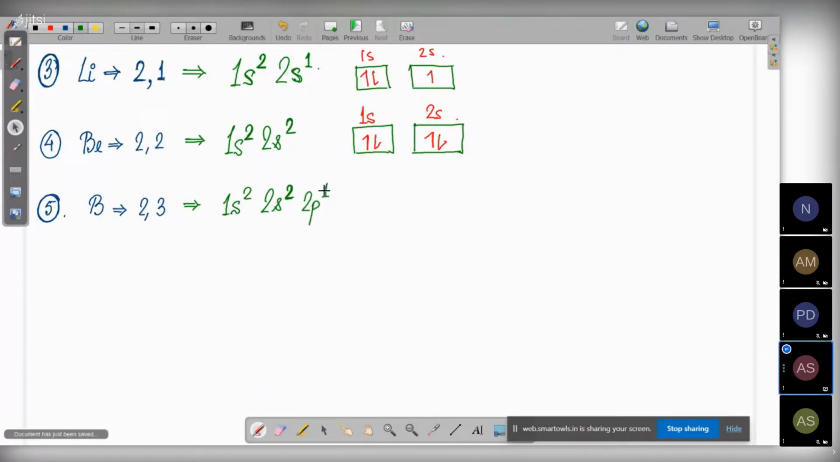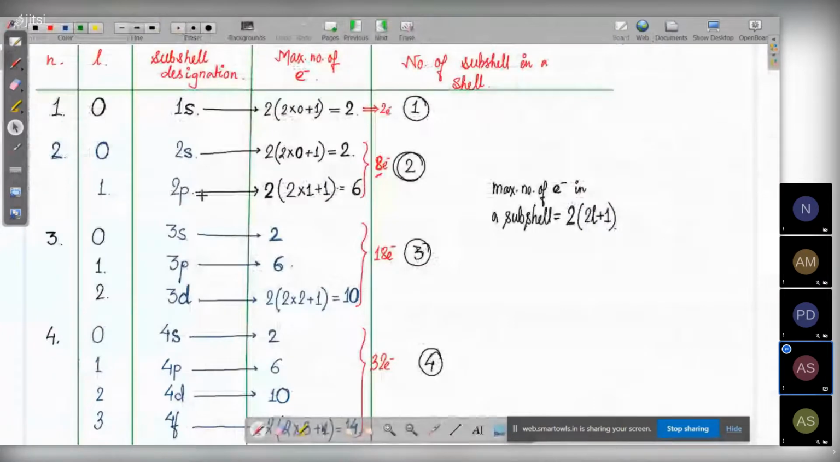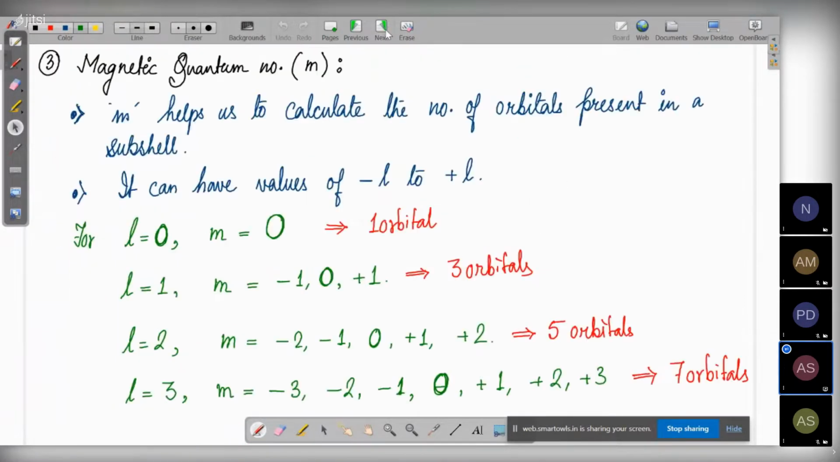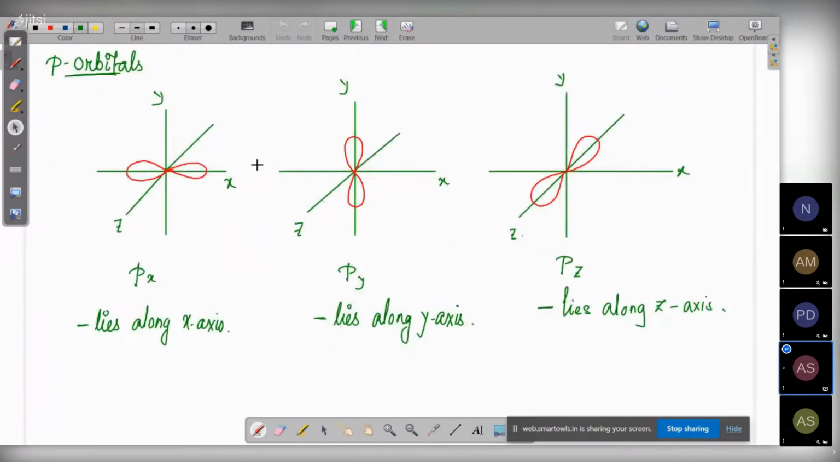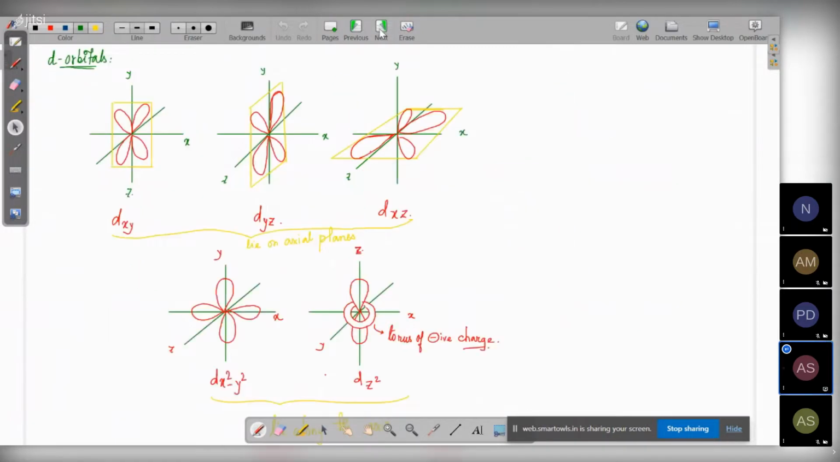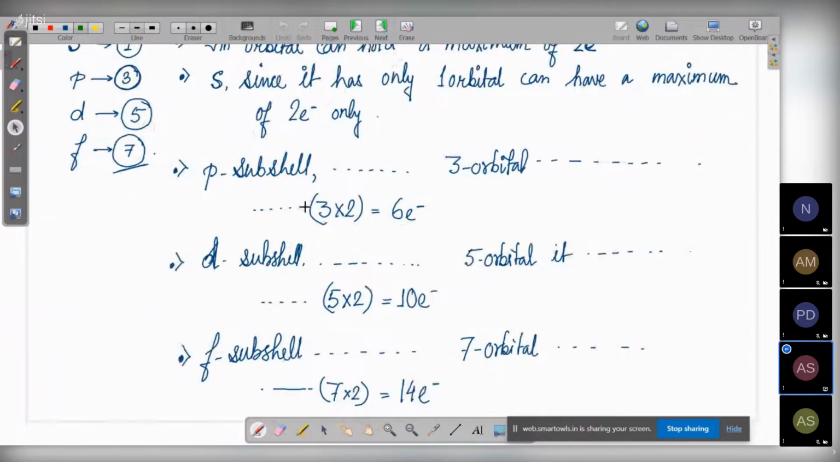Now what is the maximum number of electrons in 2p? We have done it yesterday. 2p can hold a maximum of 6 electrons. And from the magnetic quantum number also we have seen that the p subshell has 3 orbitals, px, py and pz, where each orbital is capable of holding 2 electrons. So 3 into 2 is equal to a maximum of 6 electrons.